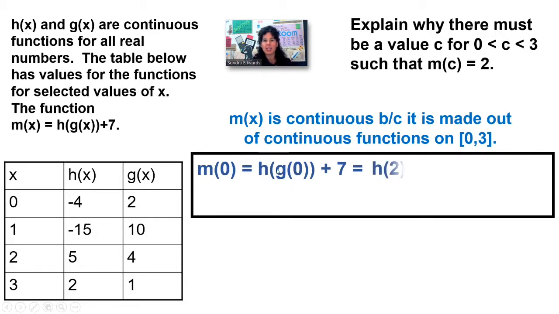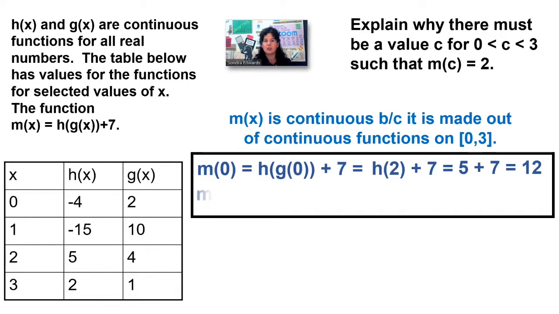So now I have h of 2 plus 7. Now I can find the answer to h of 2. Coming over to the table, if I plug 2 in for x, the answer to the h function is 5. So that's 5, and 5 plus 7 is 12. Woo! We're so happy, because we did establish a height above 2. When we substitute in 3, I sure hope that it's below 2.